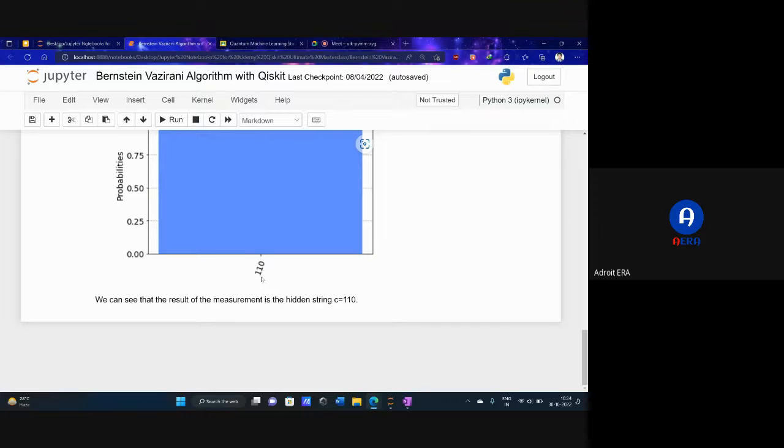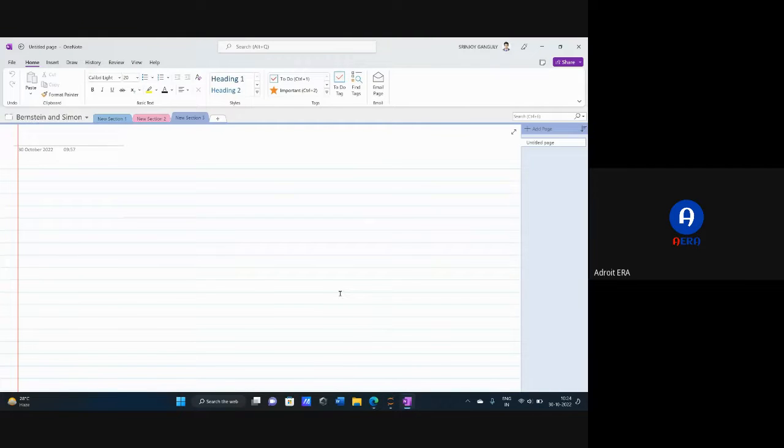Now let us go ahead with Simon's algorithm. Let us study Simon's algorithm. Again, by knowing Bernstein, Simon's algorithm part is much clearer now, so you should be able to understand it. That also will be finding some hidden bit string.